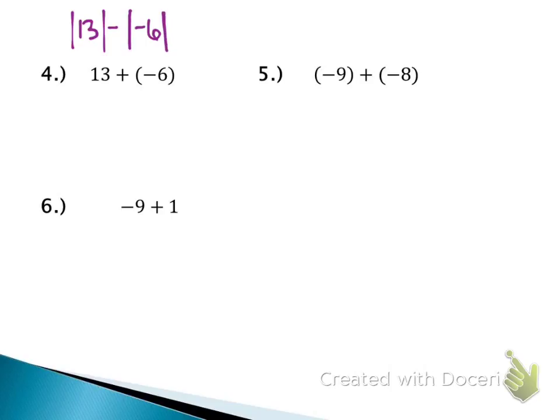Okay, what's the absolute value of 13, Jamal? 13. What's the absolute value of negative 6? Wonderful. 13 minus 6 gives us 7. And then we have to decide which number had the greater absolute value. Well, that would be 13. Right? 13 is bigger than 6. 13 was positive, so our answer is positive. We're finished.